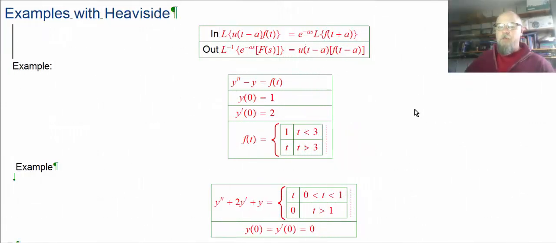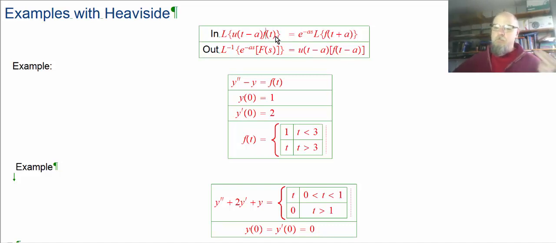Let's do some full examples that involve the Heaviside step function. Just to remind ourselves of our two transforms that have to do with the Heaviside step function: if I'm taking the Laplace transform of a Heaviside step function times another function, in other words, this f of t is being switched on at a, then the Laplace transform of that is e to the minus as, that's the Heaviside step function, times the Laplace transform of the shifted f of t.